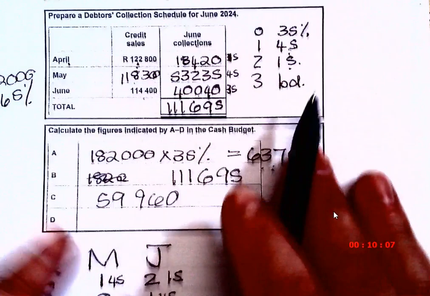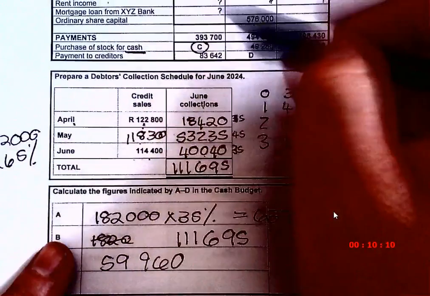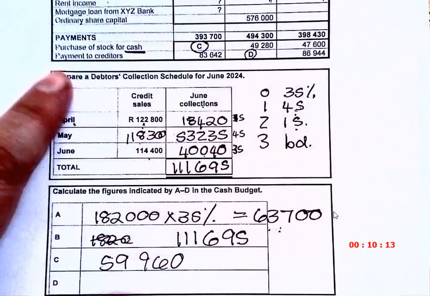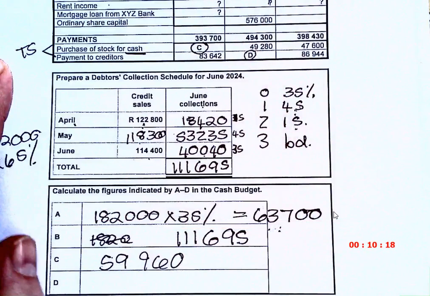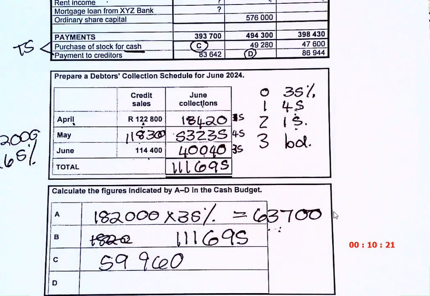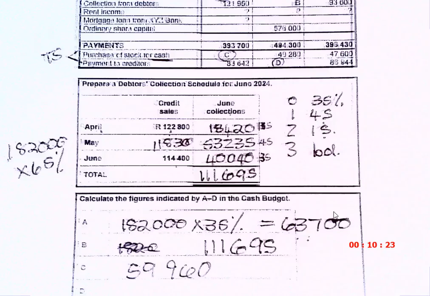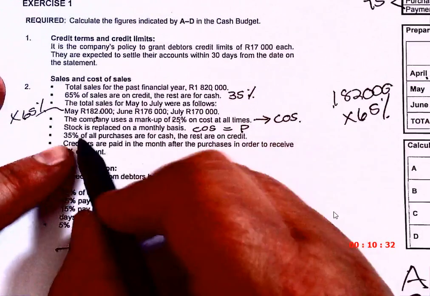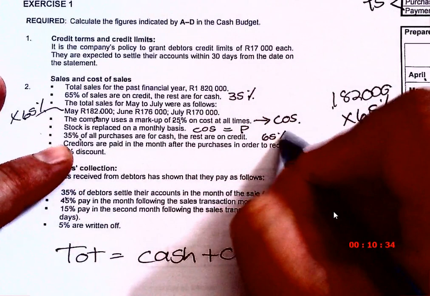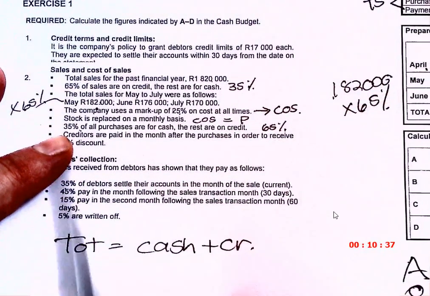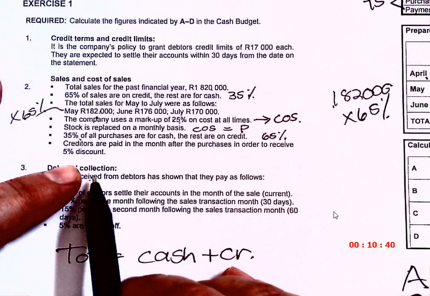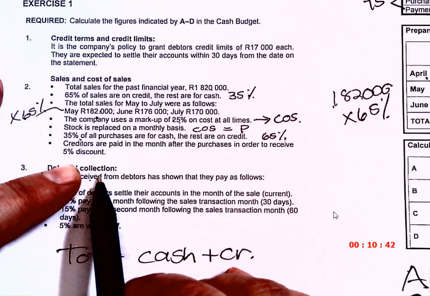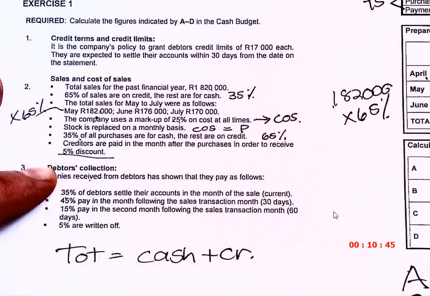And lastly, they want me to calculate the payment to creditors. Now I told you, this year is all trading stock, nothing else. Okay? So now let's go see, when do I pay? So I want to know now, what is my credit purchases? And they tell me here, so I know credit purchases is going to be 65%, right? And now they say creditors are paid in the month after the purchase to get 5% discount.